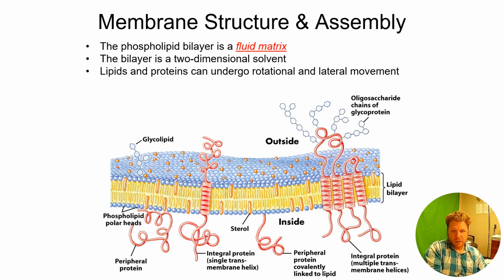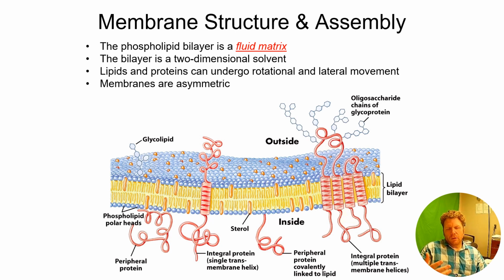Lipids and proteins can undergo rotational and lateral movements, so they can go this way or they can go like this. Membranes are asymmetric, and I believe that's the last item on this slide, so I'm not going to press next because otherwise it would progress my slides.